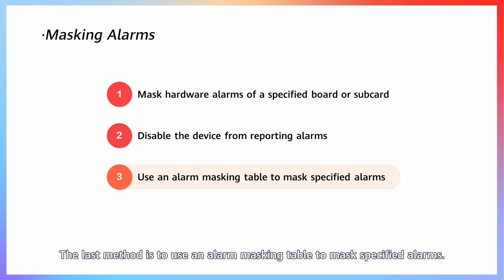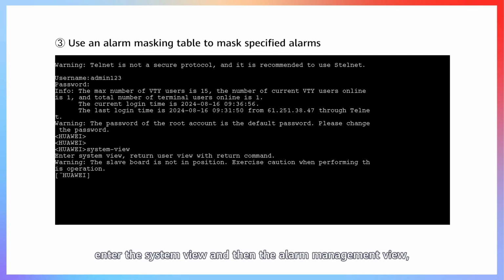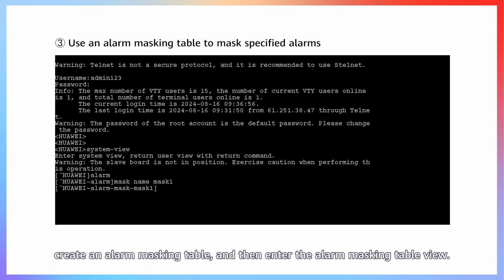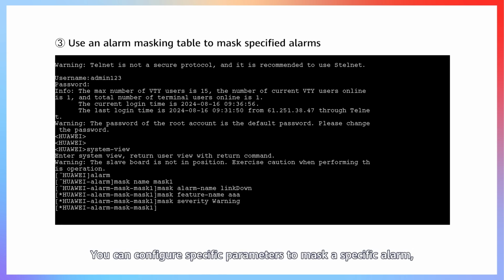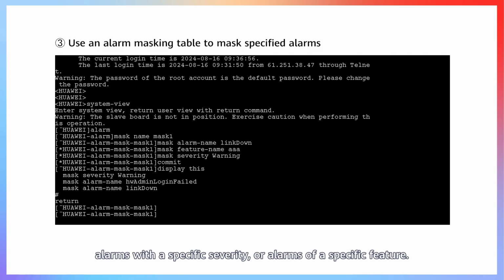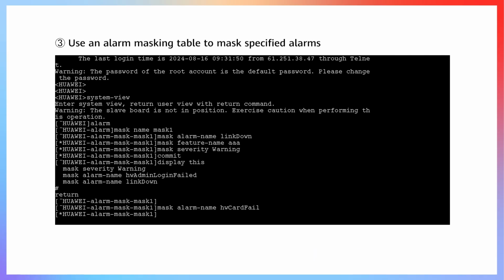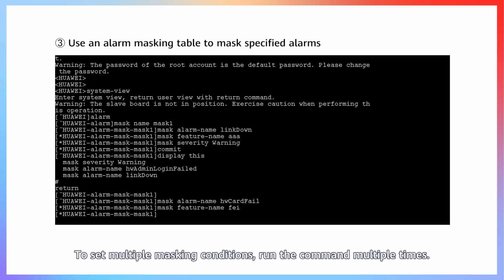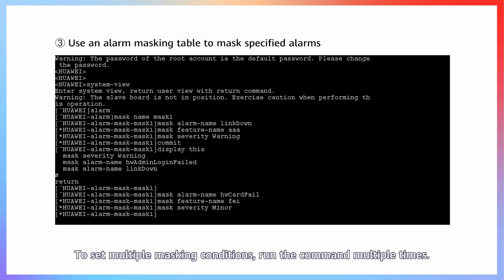The last method is to use an alarm masking table to mask specified alarms. To use this method, enter the system view and then the alarm management view, create an alarm masking table, and then enter the alarm masking table view. You can configure specific parameters to mask a specific alarm, alarms with a specific severity, or alarms of a specific feature. To set multiple masking conditions, run the command multiple times.